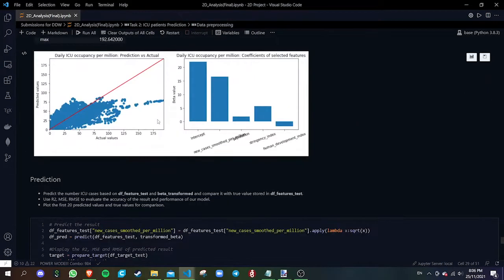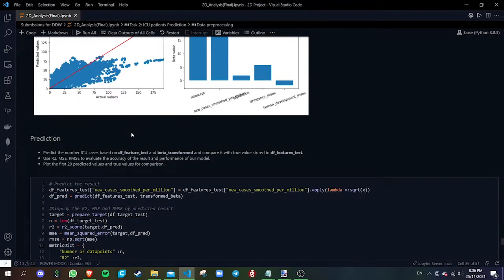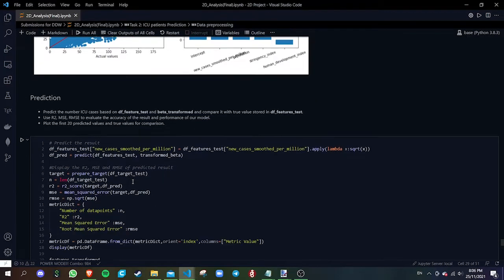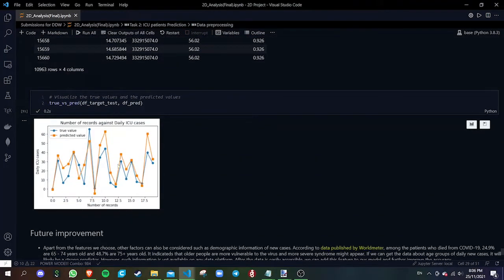After obtaining the coefficients of the model, we predict the target of the testing dataset and plot the first 20 actual values against predicted values for comparison. And here's the result.